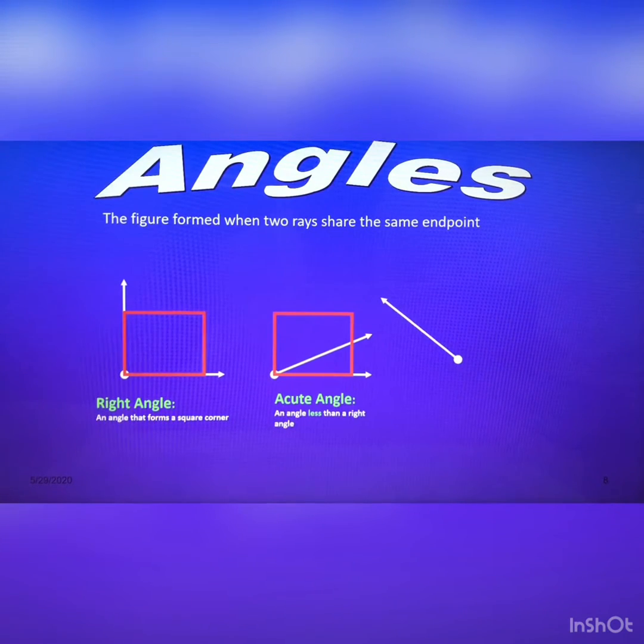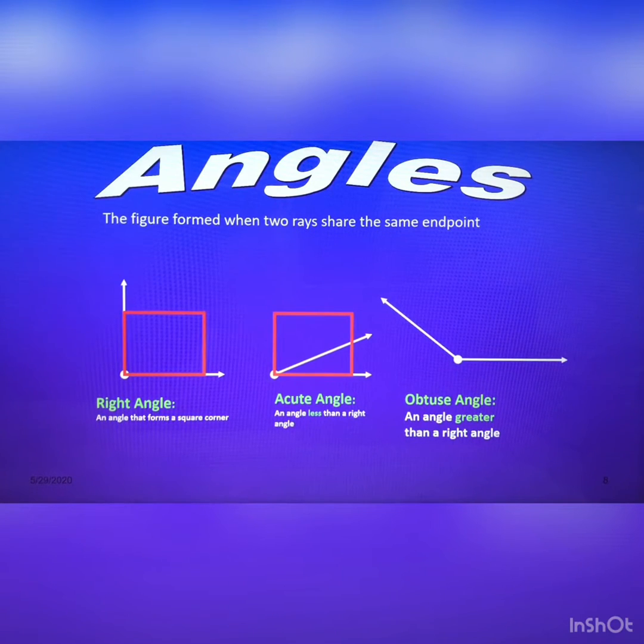And the next geometrical shape, you can see that this is an obtuse angle, an angle greater than a right angle, that is 90 degrees, meaning more than the square corner. So this type of angle is known as an obtuse angle.